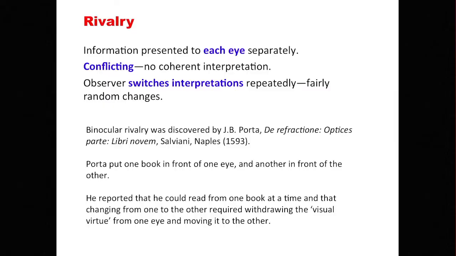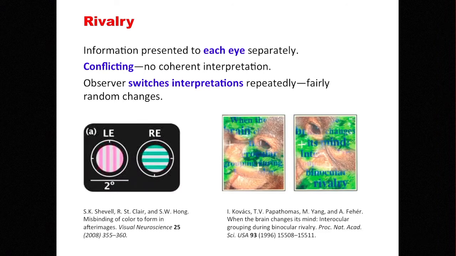And the third kind of phenomenon I want to talk about is called rivalry. This goes back to at least 1593. I suspect Aristotle knew about it. But in 1593, Porter put two different books, one in front of each eye, and discovered he could either persuade himself that he was seeing one of them or he was seeing the other one, rather than seeing some sort of superposition of the two. So I want to talk about some rivalry experiments which are slightly puzzling. In rivalry, it's different from illusions and impossible objects in the sense that each eye gets different information, and that information is conflicting.